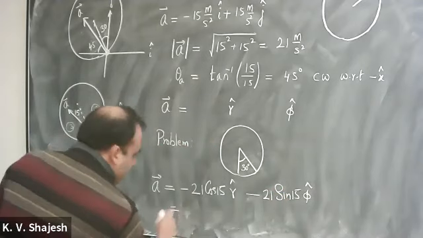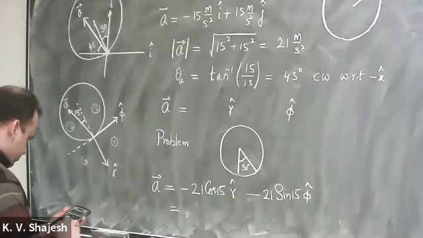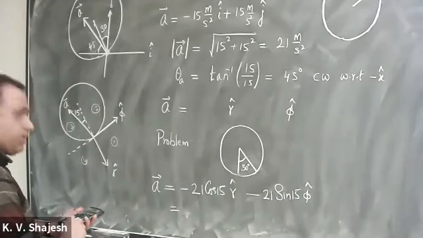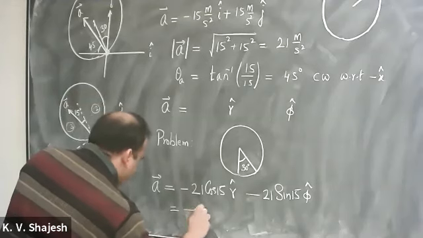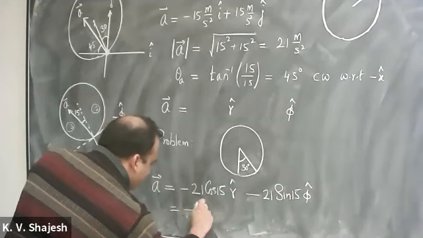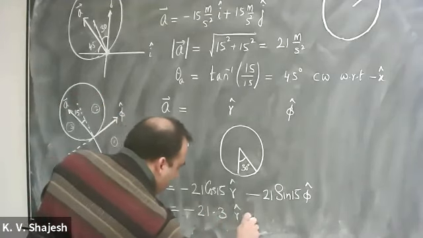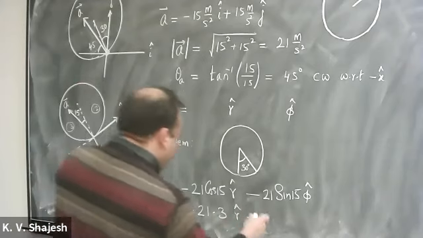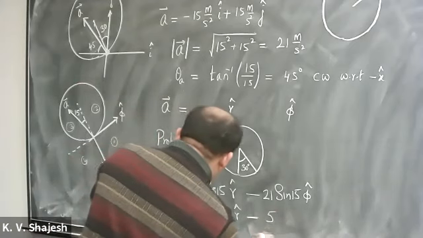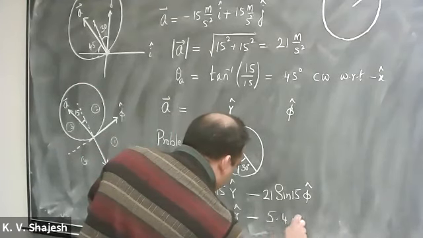And let me quickly do this. 21 times cosine 15. I crossed the time even today. So that's minus 21.3 r hat, actually, and minus 21 times sine 15 phi hat. Within your two significant digits, this would be 5.4 phi hat.